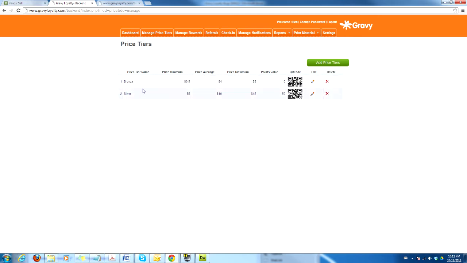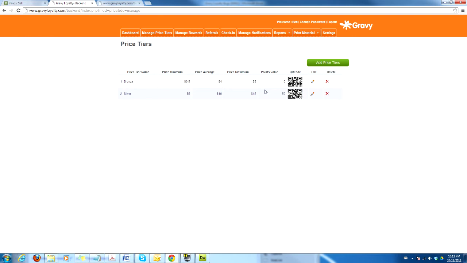You can see in this example we've set up both a bronze and a silver price tier. With the bronze tier, the price minimum is 50 cents, the average price is around $4, and the price maximum is $5. For the bronze tier, we're going to reward the customer 10 points whenever they make a purchase within that price range. For the silver tier, we've set up the price range with a minimum of $5 up to $15, and we're going to give them 50 points if they make that purchase.